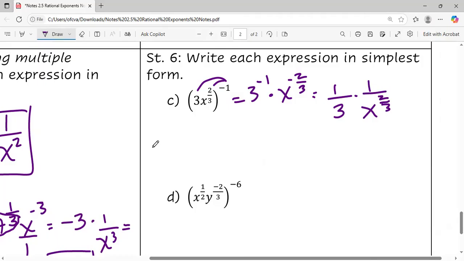So then we just have to take care of the 2/3 here, right? The 3 is fine. There's nothing wrong with the 3. We got to take care of this. Can't have a fractional exponent in the denominator. We got to multiply times x to the 1/3 because we're going to end up adding that and it's going to give us x to the 3/3, so it'll cancel to 1. So we have x to the 1/3 over 3x. And that's the final answer for that one.